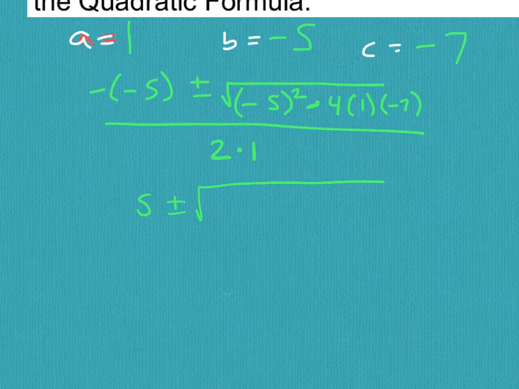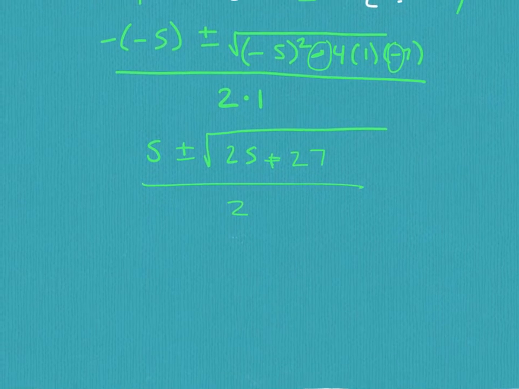So what's negative 5 squared? 25 minus, what's 4 times 1 times negative 7? So 4 times 1 would be 4. What's 4 times 7? 28. And it would become a plus because we have a negative 4. So a negative and a negative becomes a plus. So this would be plus 28, I'm sorry. And what's 2 times 1? 2.